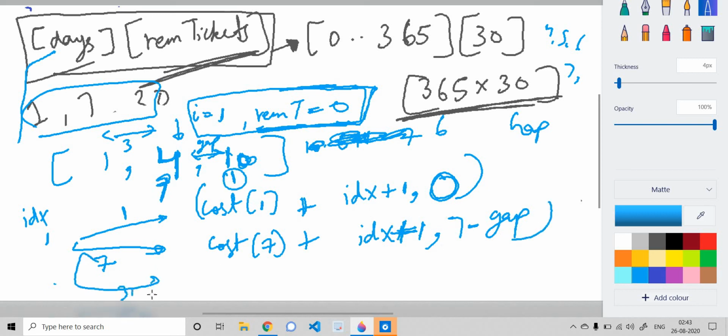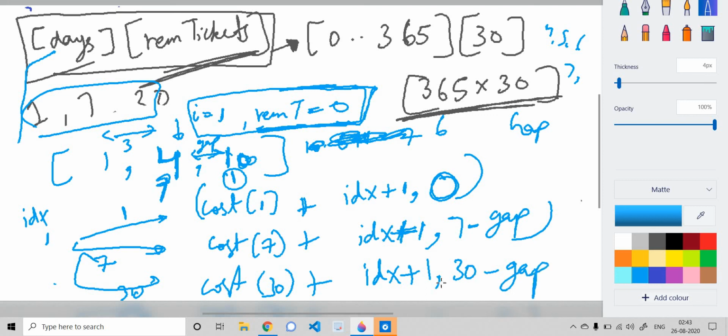In the third case, for a 30 day pass, I'll just write cost 30. Actually in the array it is cost 2 because it is at the second index. I'm just writing cost 30 to explain what I am doing. Go to idx plus 1 and I will do 30 minus gap. So the gap is 6 here, as the next day is 10 and the current is 4. Then for the next recursive call, the remaining tickets would be 24. It means on day 10 I still have 24 tickets remaining at this point. So I am passing this info to my next recursive call.